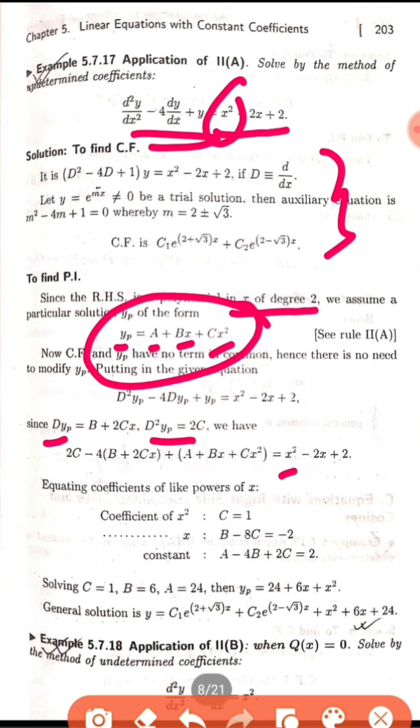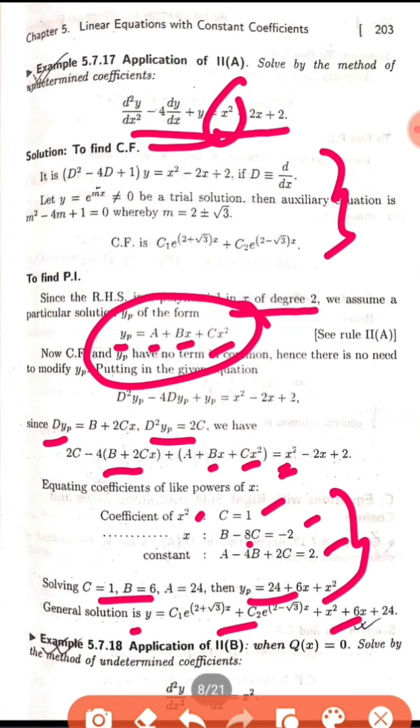You have to compare x square; this x square you have is equal to 1. Here the coefficient of x square is c, and the coefficient of x square is 1. Here the coefficient of x is minus 8c, sorry, and the coefficient of x is b, so b minus 8c is equal to minus 2, and here also you have the constant. So now you have to solve this, and you have the values of a, b, c. After finding a, b, c, you have YP, and combining CF with YP, you have the final answer.